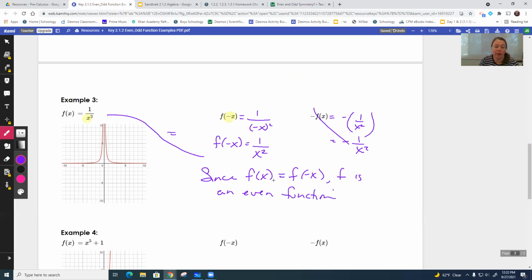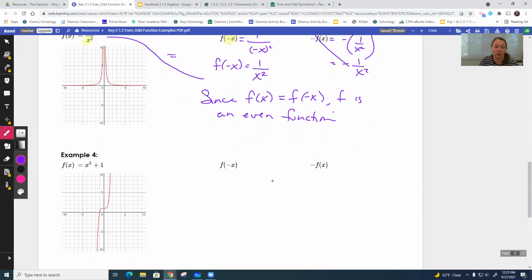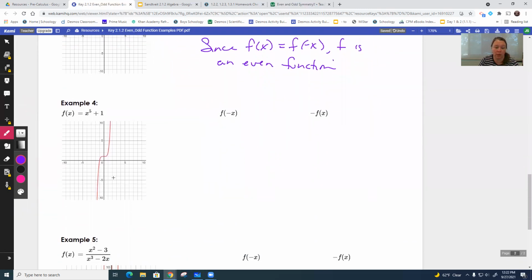All right, so see if you can try example 4 on your own. You could look at the graph and say, okay, I think this is even or I think this is odd, but try to algebraically explain why it is even or odd or neither. All right, so again, f of negative x means in place of x, I'm going to substitute in negative x. So in parentheses, I have negative x to the 5th and then plus 1.